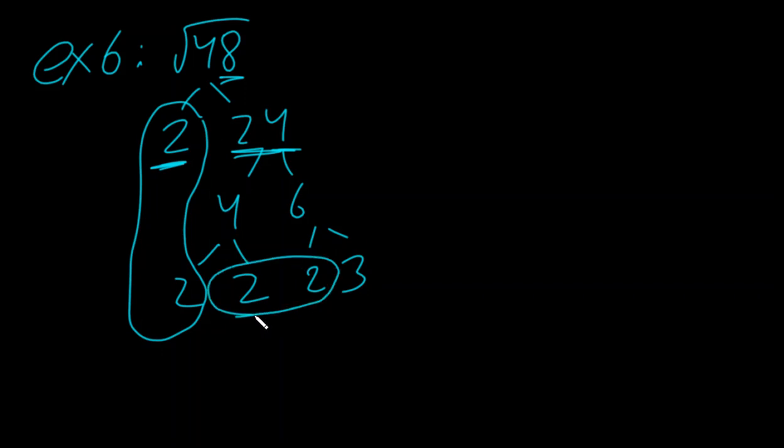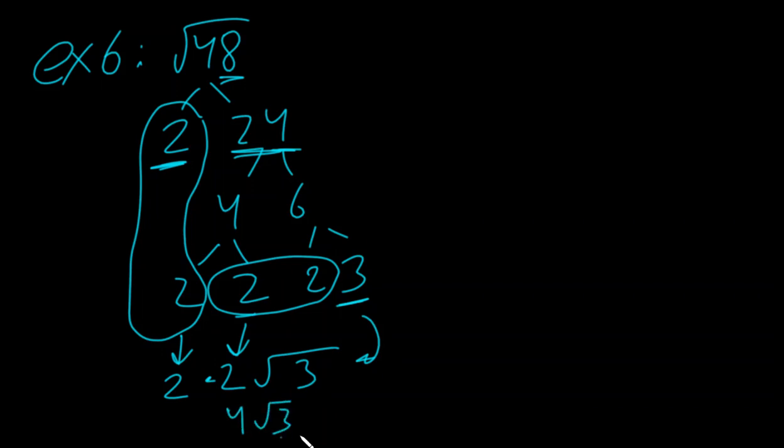We can circle our pair of 2s. And much like in that last example, those drop out. We have 2 times 2 on the outside. And this 3 goes to the inside. So, 2 times 2 will give us 4 square roots of 3.